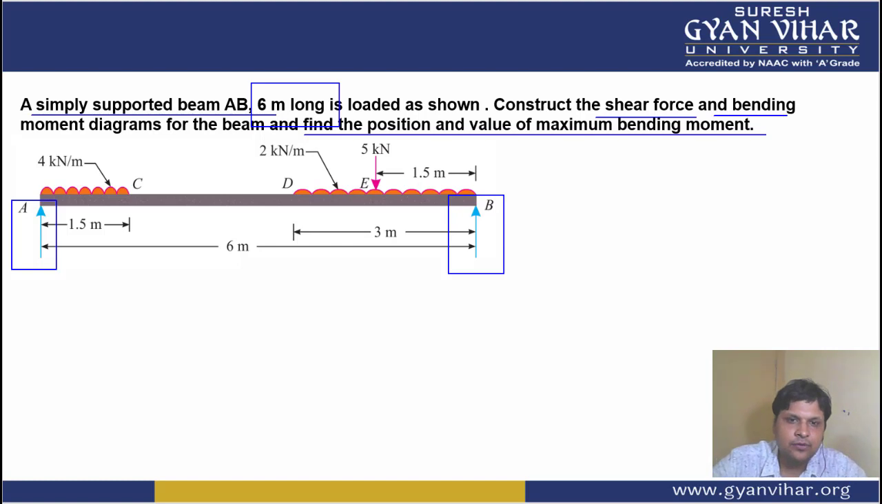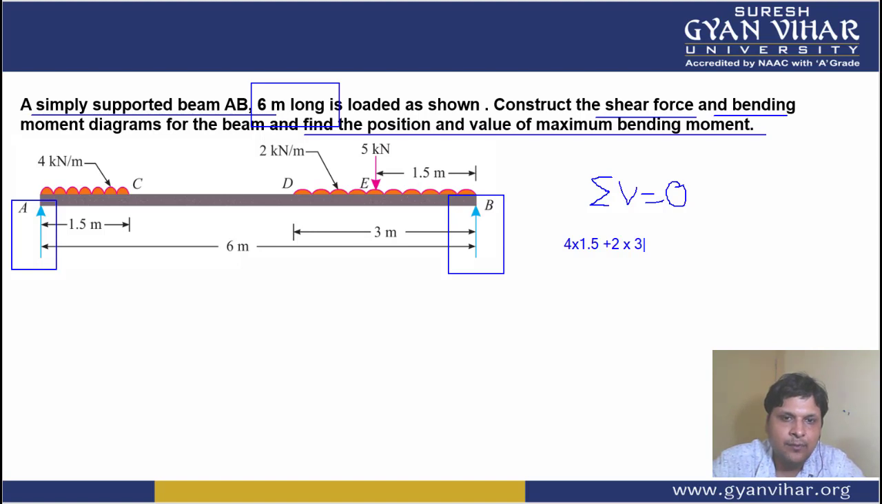How will we calculate the support reactions? We have already discussed in the previous questions that we have to use the equilibrium condition: summation of vertical forces is equal to 0. Based on it, we will calculate the forces. First is the UDL of 4 kilonewton per meter, and it is acting on a 1.5 meter distance. Then another load which is going downwards is the UDL of 2 kilonewton per meter, and the length on which it is acting is 3 meter. So 2 into 3 we will do here.